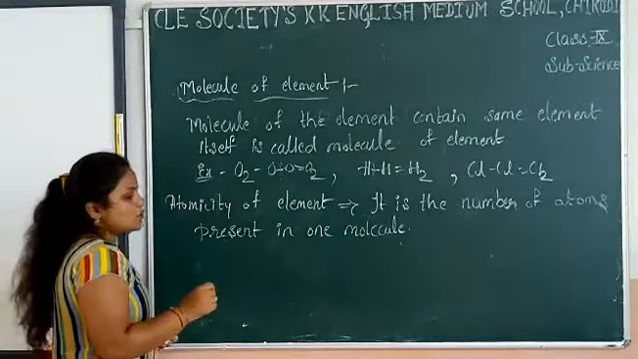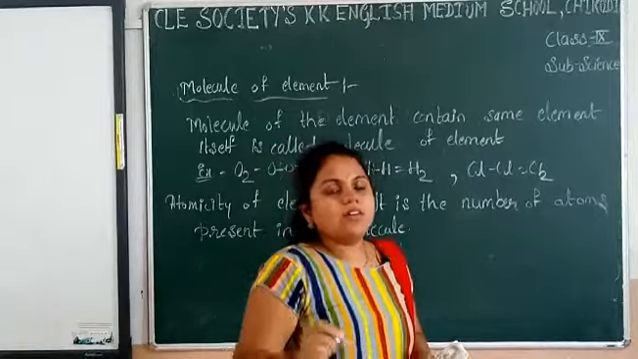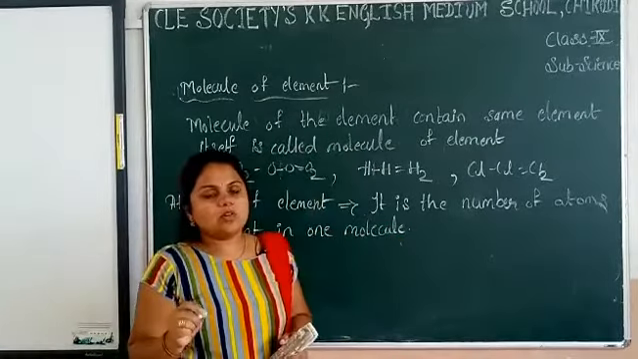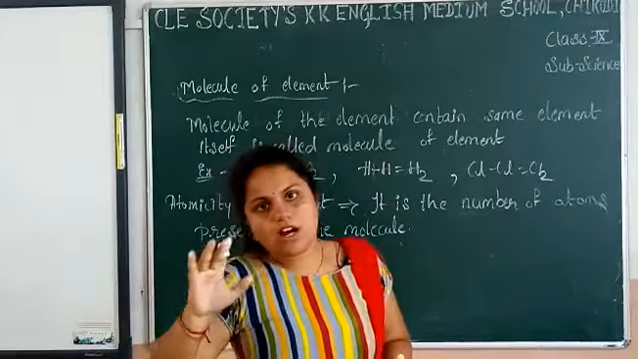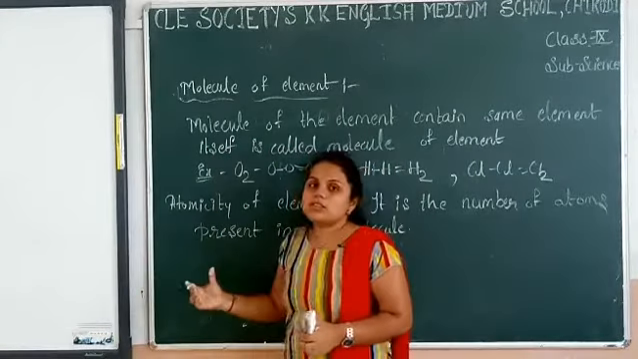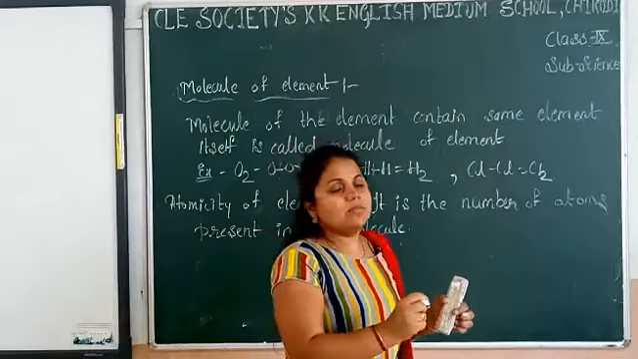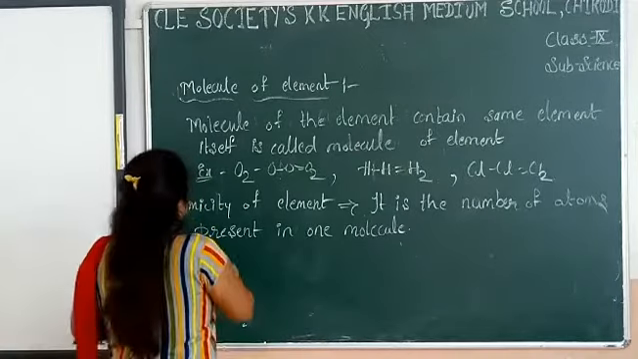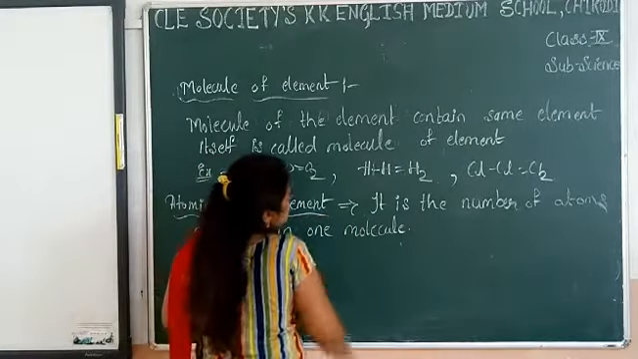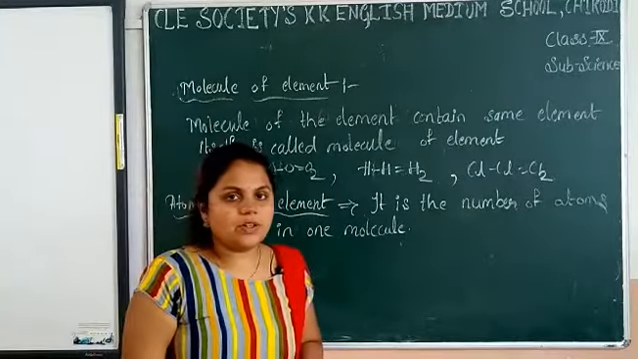Now we are going to discuss some metals and non-metals, which are elements. As you know, on the periodic table all the elements are arranged in a systematic manner. Through that concept, we will discuss the atomicity of some elements. So atomicity of elements is the number of atoms present in one molecule.